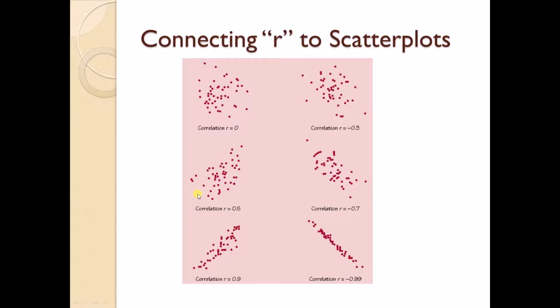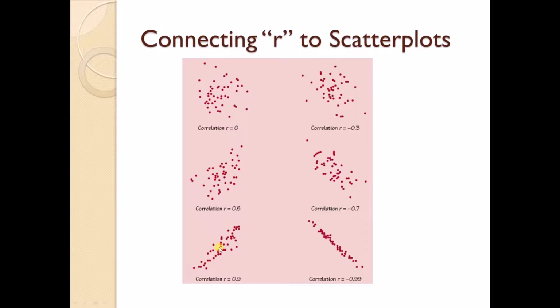It's getting a little better here. And you notice that they're changing from 0 to negative to positive. But it doesn't matter. You could take the mirror image of this and it would still just be an R of negative 0.5. Here is negative 0.7, lining up better. Here's 0.9.